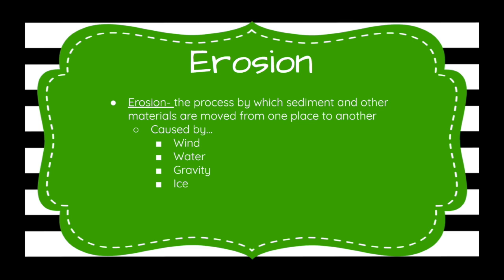Erosion. Erosion is basically moving things from one place to another. So weathering breaks something down, erosion moves it from one place to the next. So erosion is the process by which sediment and other materials are moved from one place to another. Now, erosion can be caused by wind, water, gravity, and ice.